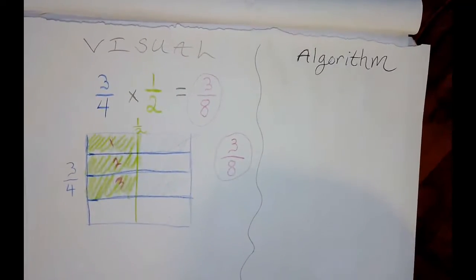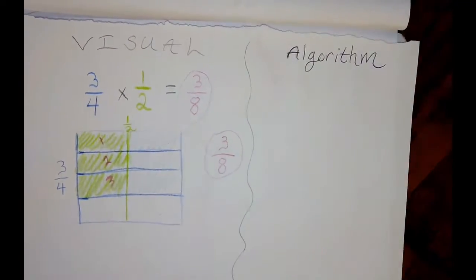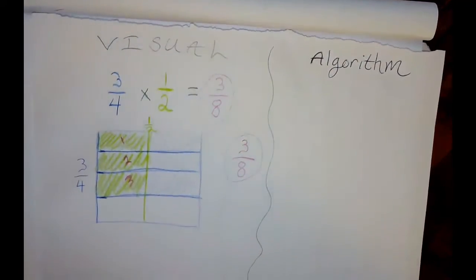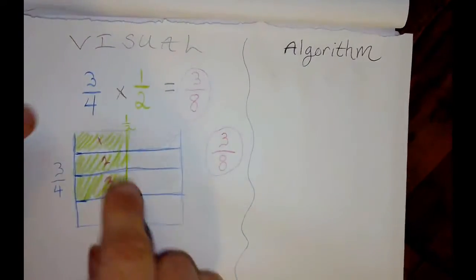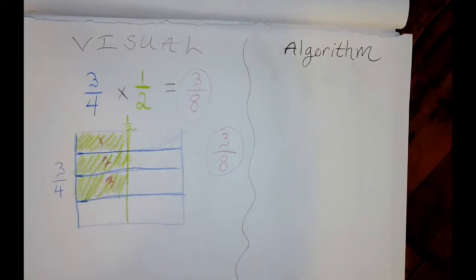Hey guys, we are here to start multiplying some fractions. And let's look how we do that. So we have 3/4 times 1/2. Let's talk about why you might do this.